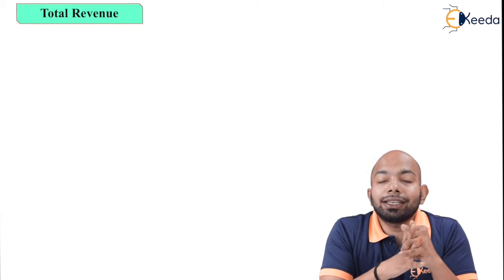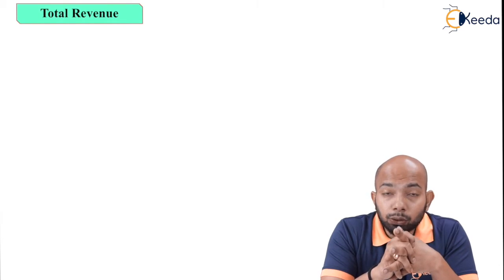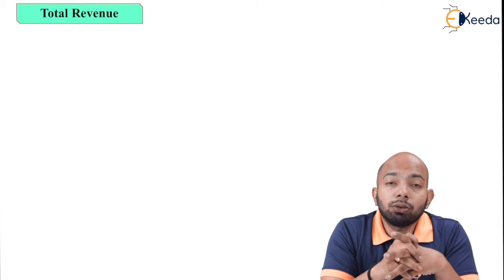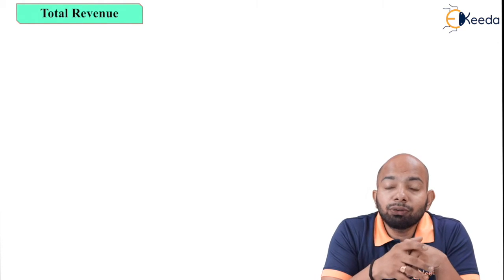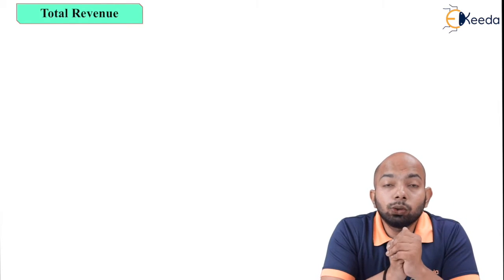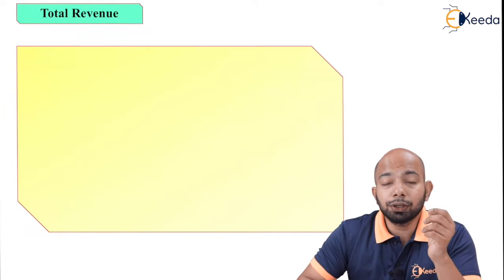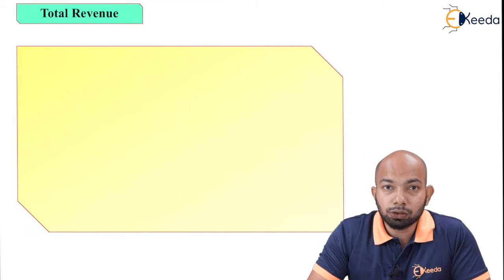Now, as you know, revenue has been categorized into three categories: the first being total revenue, the second being average revenue, and the third one being marginal revenue. The concept that we are discussing here refers to total revenue. What exactly total revenue is, we'll be understanding right now. It's a very small concept for you to understand, so it will just take a few minutes of your time.